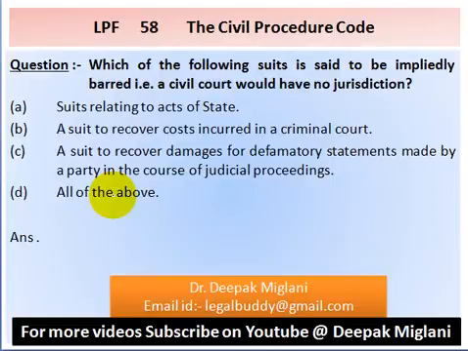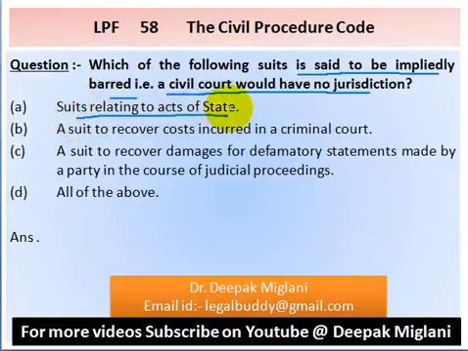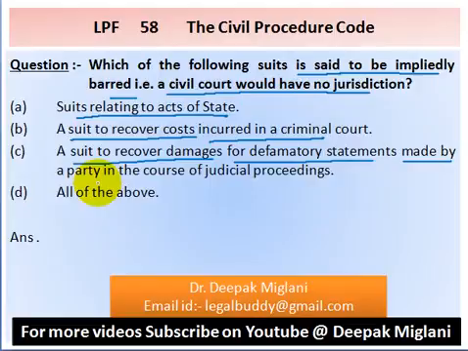Question number 58. Which of the following suits is said to be impliedly barred, that is, a civil court would have no jurisdiction? Option A, suits relating to acts of state is said to be impliedly barred. A suit to recover costs incurred in a criminal court is said to be impliedly barred. A suit to recover damages for defamatory statements made by a party in the course of judicial proceedings is said to be impliedly barred. So answer is option D. D is the answer.